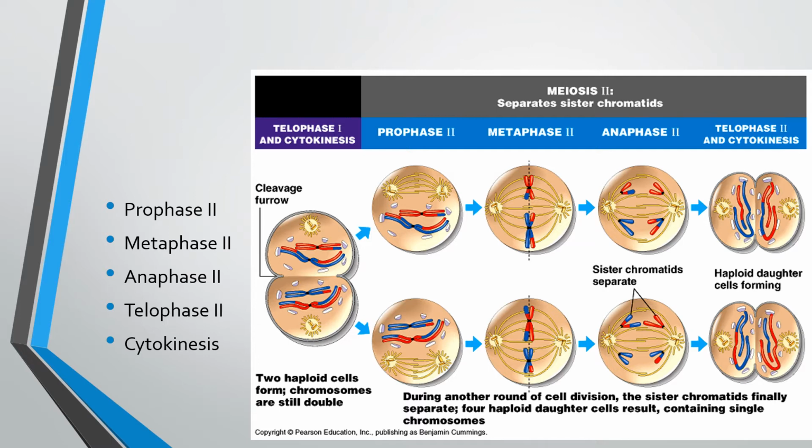During telophase 1 and cytokinesis, a cleavage furrow forms, and 2 haploid cells form. Chromosomes are still double. During another round of cell division, the sister chromatids finally separate, and 4 haploid daughter cells are the result, containing single chromosomes, as shown in this graphic outlining meiosis 2. And we'll get further into the details of meiosis 2 in future slides.